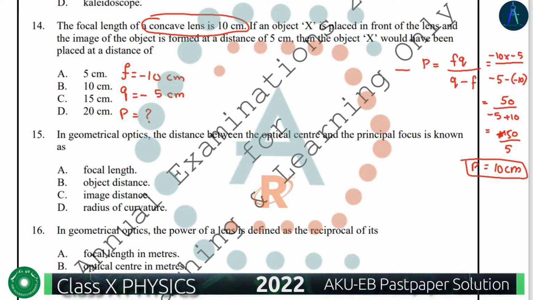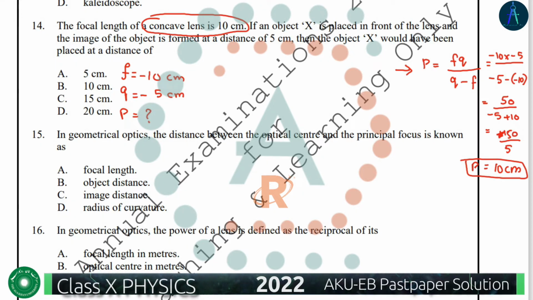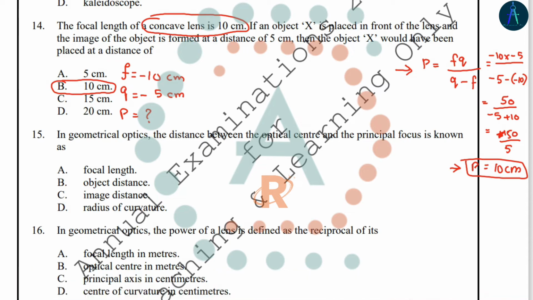This is the formula we use to find the object distance: p equals f times q divided by q minus f. The values of f and q are -10 and -5. In this way we got the answer plus 10 centimeters. So the object is placed at a distance of 10 centimeter from this concave lens.